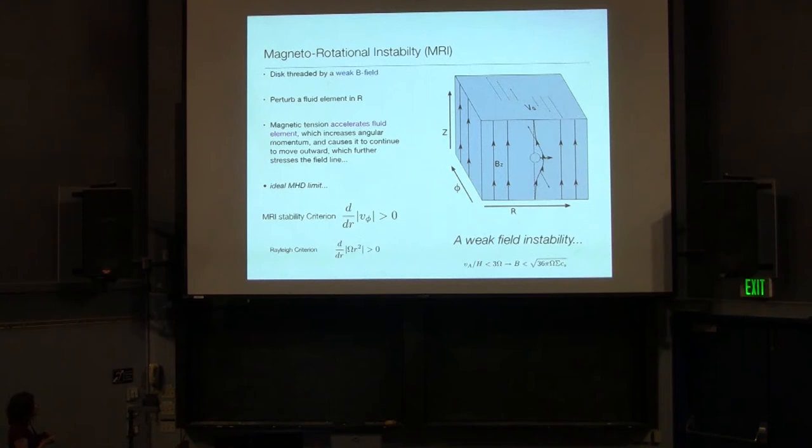Now I should point out this works in the ideal MHD limit, where the field is exactly frozen in with the fluid. And the only stability criterion is that you have to have a relatively weak field, and then you have to have an angular velocity gradient that decreases outwards. So that's basically a Keplerian flow. If you were to reverse the direction of your flow, you would not be unstable. This is similar to the Rayleigh criterion, if that's something that you're familiar with.